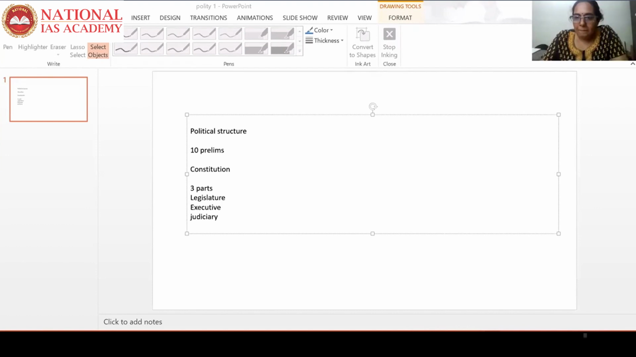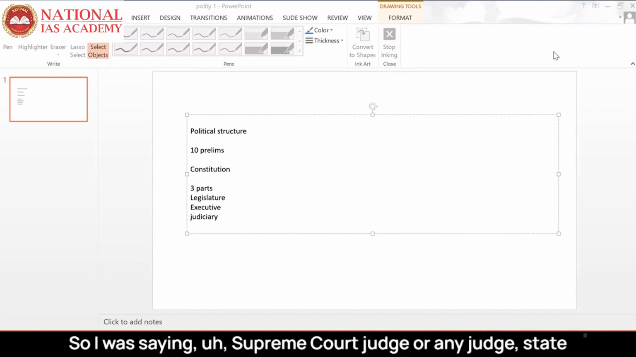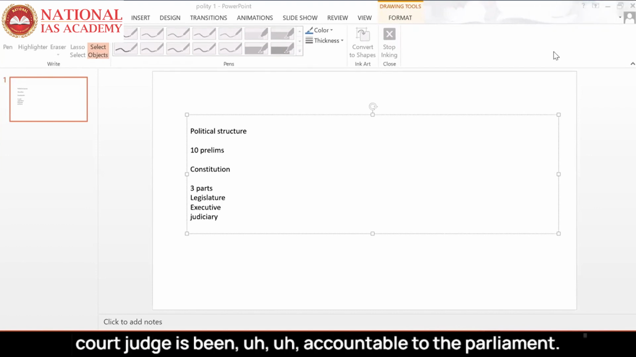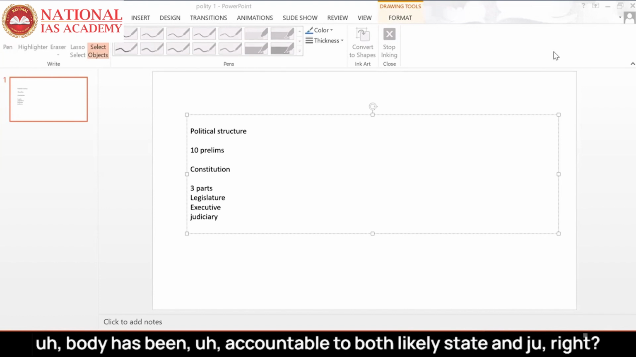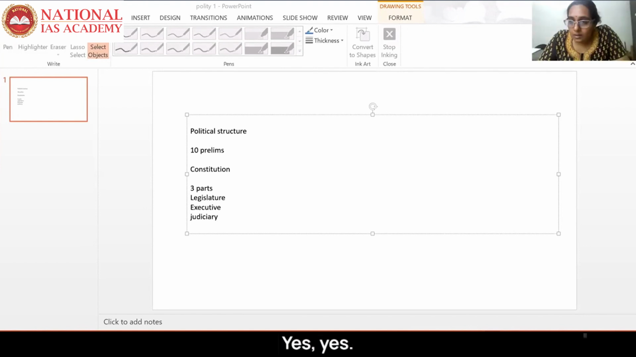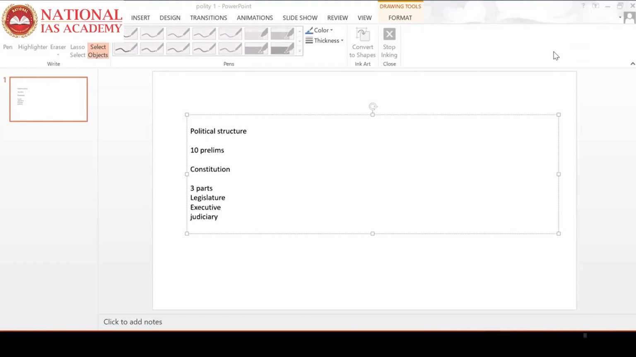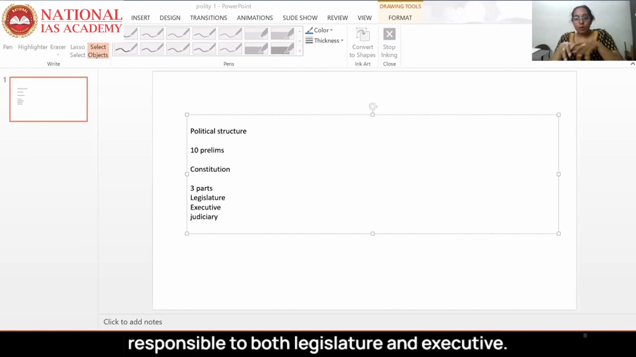Yeah. So I was saying that the Supreme Court judge, or any judge, state court judge, is accountable to the parliament. Parliament has the right to take action against them, but the executive body is accountable to both legislative and judiciary, right? Yes. Right. Thank you. That's your doubt. So they are more responsible to both legislature and judiciary.